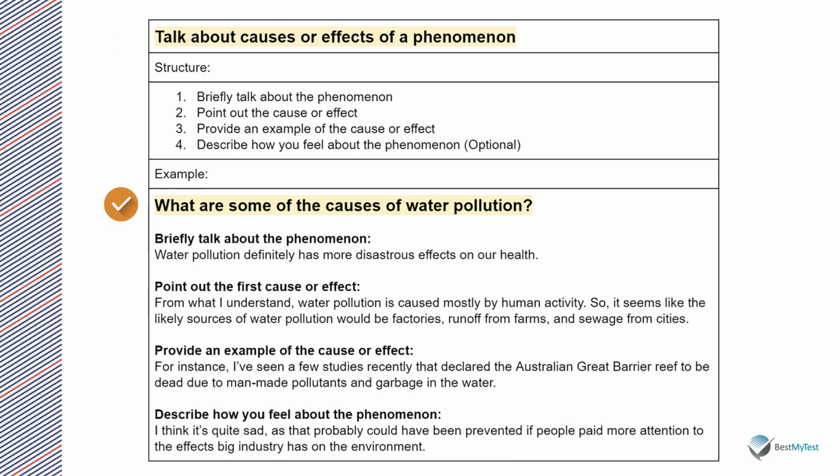Water pollution definitely has more disaster effects on our health. From what I understand, water pollution is caused mostly by human activity. So it seems like the likely source of water pollution would be factories, runoff from farms, sewage from cities. For instance, I've seen a few studies recently that declared the Australian Great Barrier Reef to be dead due to man made pollutants and garbage in the water. I think it's quite sad, as that probably could have been prevented if people paid more attention to the effects big industry has on the environment.